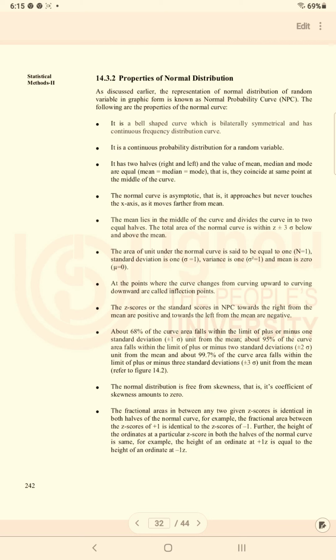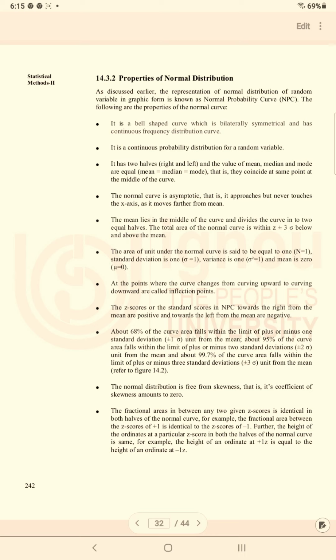14.3.2 Properties of normal distribution. As discussed earlier, the representation of normal distribution of a random variable in graphic form is known as the normal probability curve, NPC. The following are the properties of the normal curve. It is a bell-shaped curve which is bilaterally symmetrical and has a continuous frequency distribution curve. It is a continuous probability distribution for a random variable.